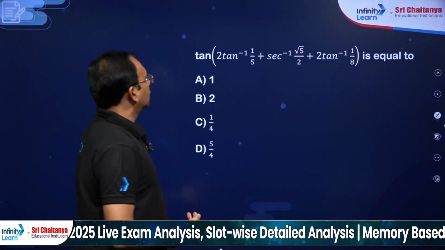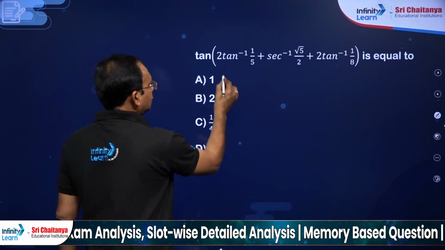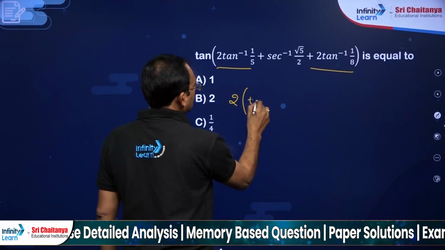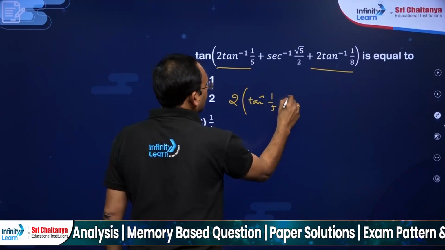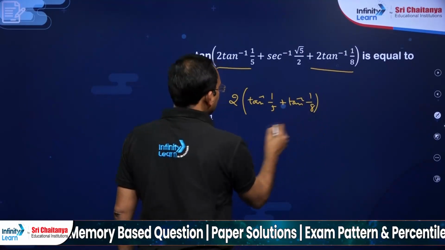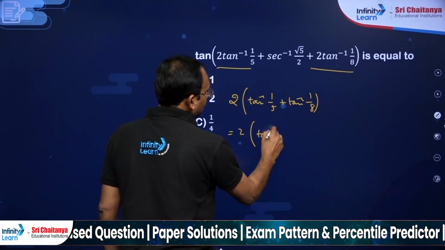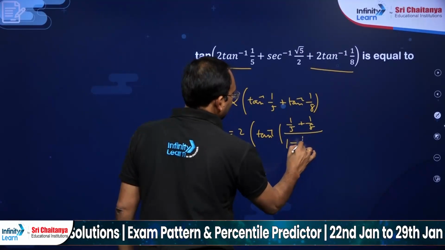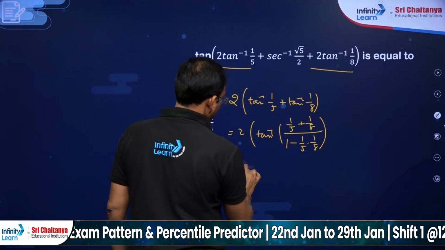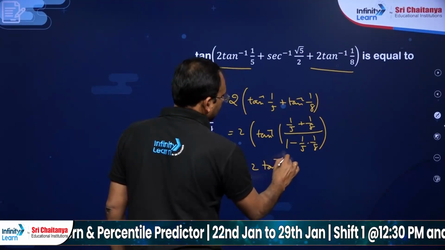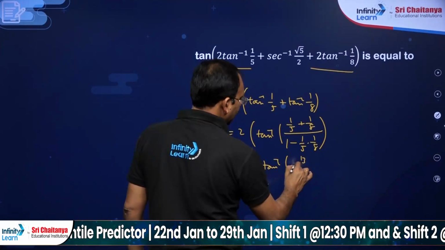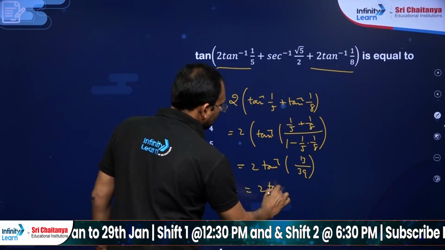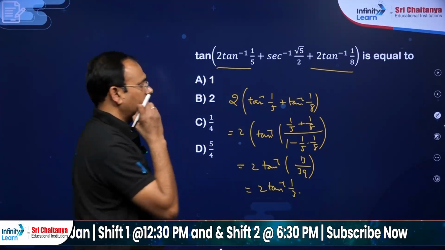Okay. You see, he is asking us to simplify 2 tan inverse 1 by 5, 2 tan inverse 1 by 8. Take 2 common, tan inverse of 1 by 5 plus tan inverse of 1 by 8. We just apply the formula tan inverse of (x plus y) by (1 minus xy): (1 by 5 plus 1 by 8) by (1 minus 1 by 5 into 1 by 8), which becomes 2 tan inverse of (5 plus 8) 13 by (40 minus 1) 39. So, which is 2 tan inverse of 1 by 3, right dear students.